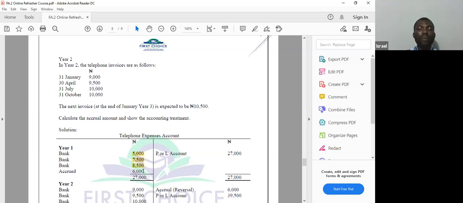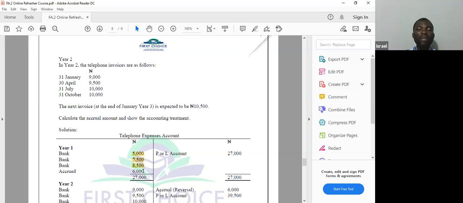Then we can now go ahead and do what we call the proration. It's given to us in the question that by January of the following year, the invoice that will be issued is 9,000. Now, 9,000 divided by 3, because the 9,000 is as a result of 3 months of service rendered to Uche. So 9,000 divided by 3 will give us 3,000. It means that in each month, Uche will incur 3,000 cost of telephone.